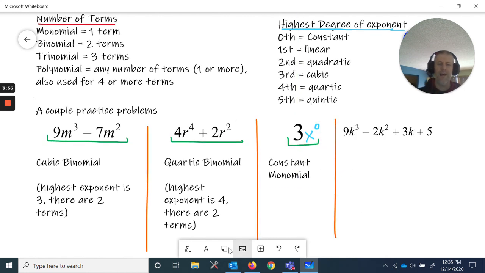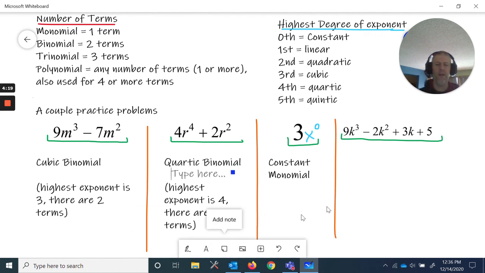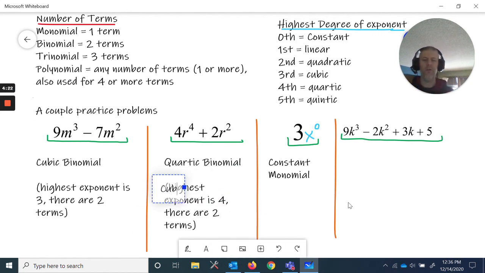Okay. All right, last one. This one is 9k to the third minus 2k to the second plus 3k plus 5. So we've got 9k to the third minus 2k to the second plus 3k plus 5. So we have 4 terms. That makes it a polynomial. My highest exponent is 3, so third degree. So that makes this one a cubic polynomial.